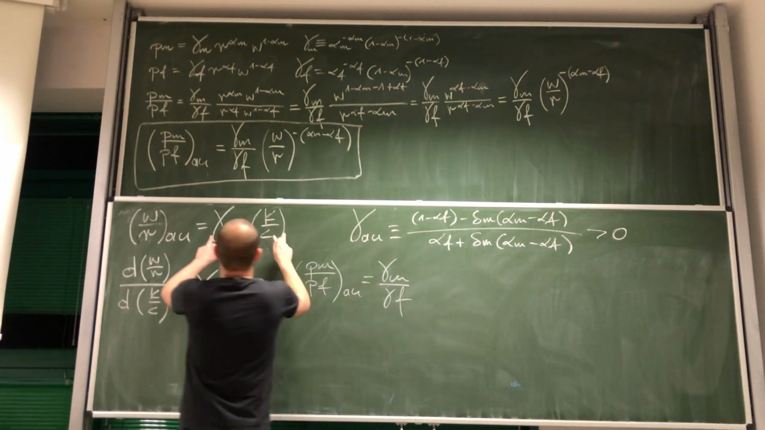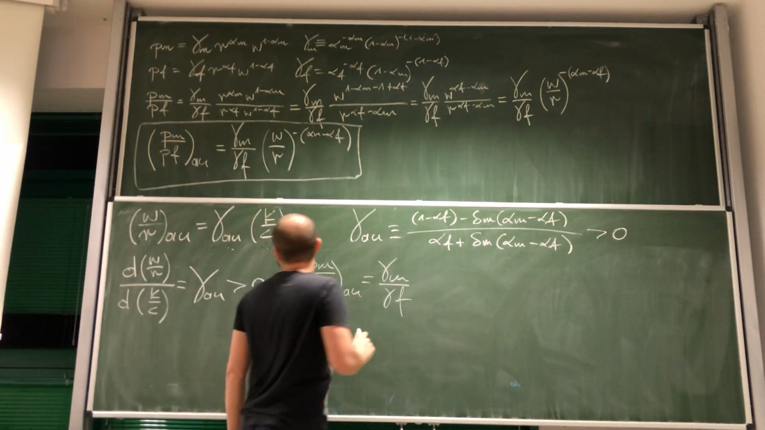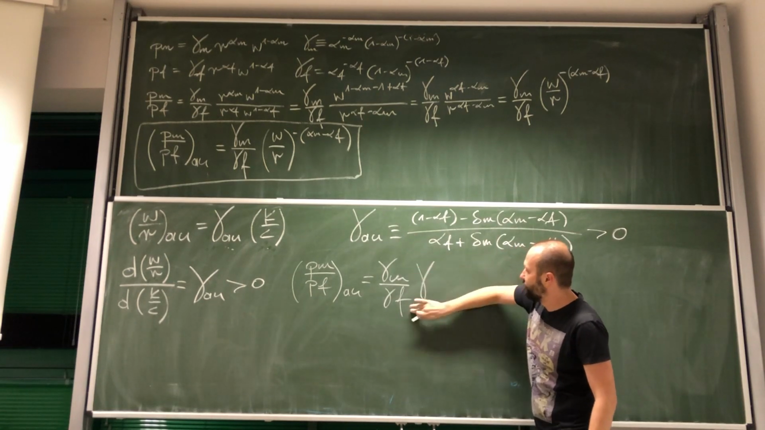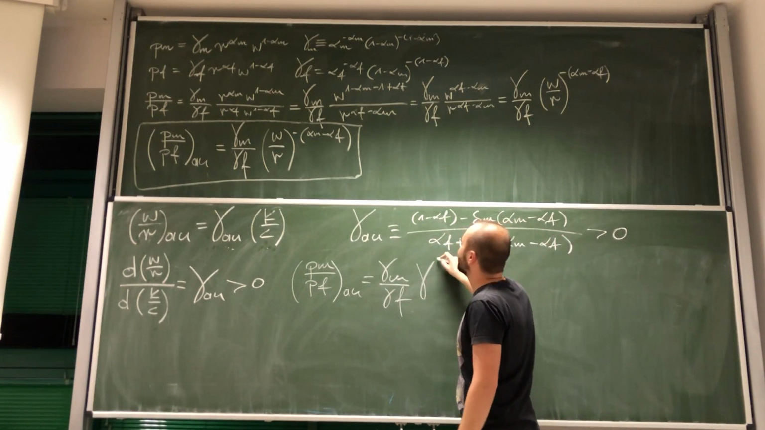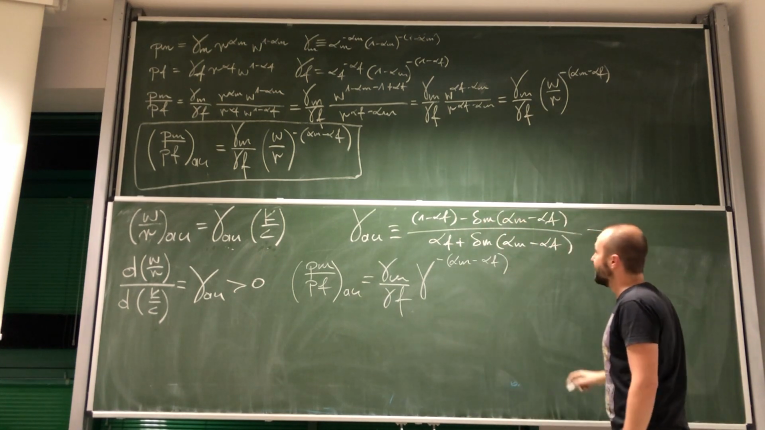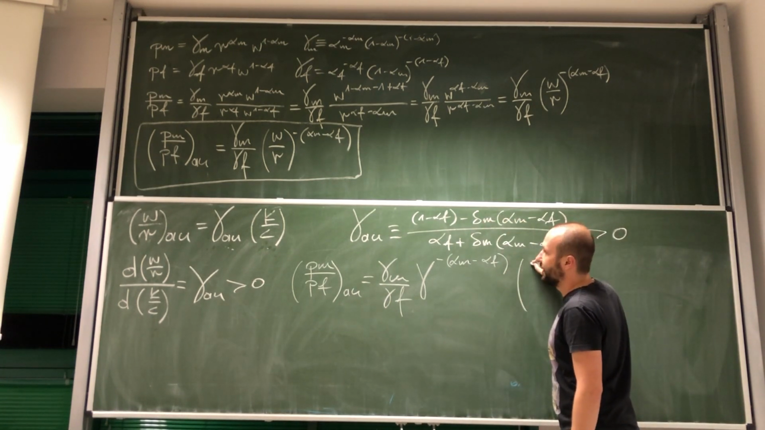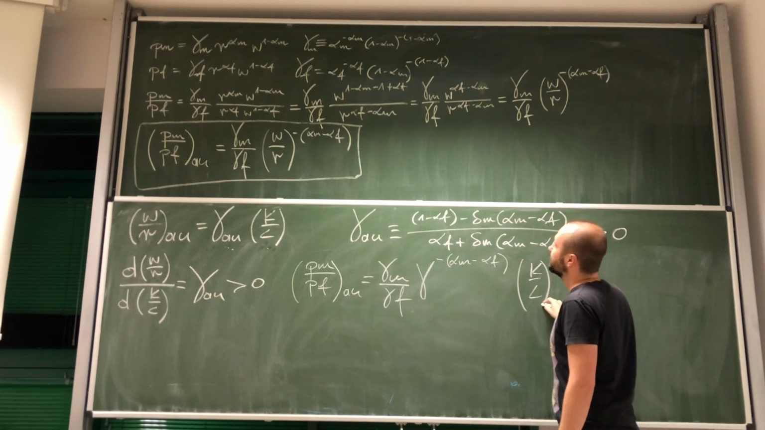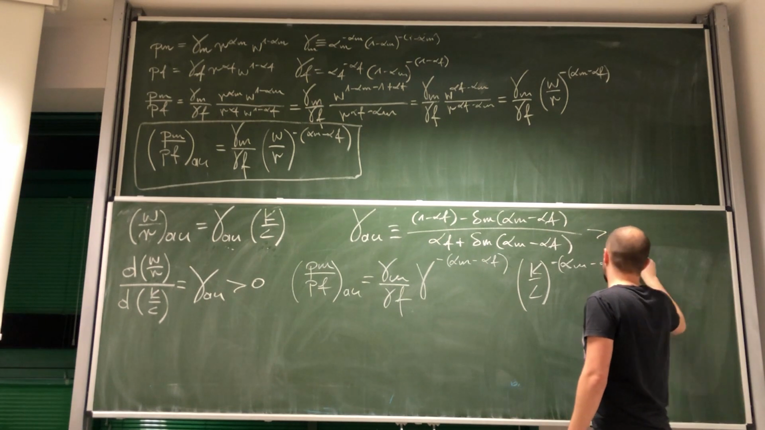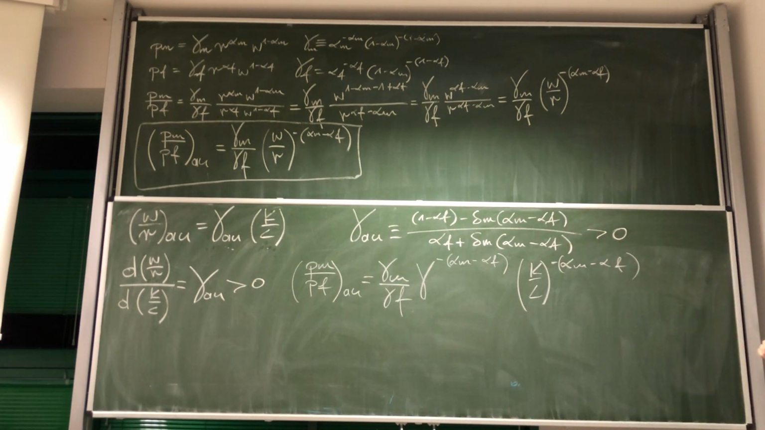Okay, so I'm just taking this and substituting it over here, and I'm getting that this is gamma m over gamma f times gamma to the power negative 1 over alpha m minus alpha f. And here I have k over l to the power negative 1 over alpha m minus alpha f. Okay, so what will happen?